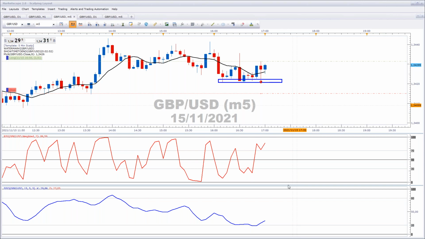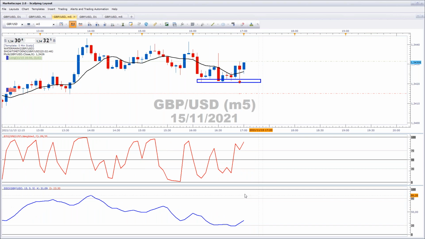Okay, now keep an eye on that stochastic. Remember, we want that stochastic to get into the 80 area. That would be a really good sign, and it's quite a ways away from that. So we just want to keep an eye on that. Okay, some support coming in now, some bids.